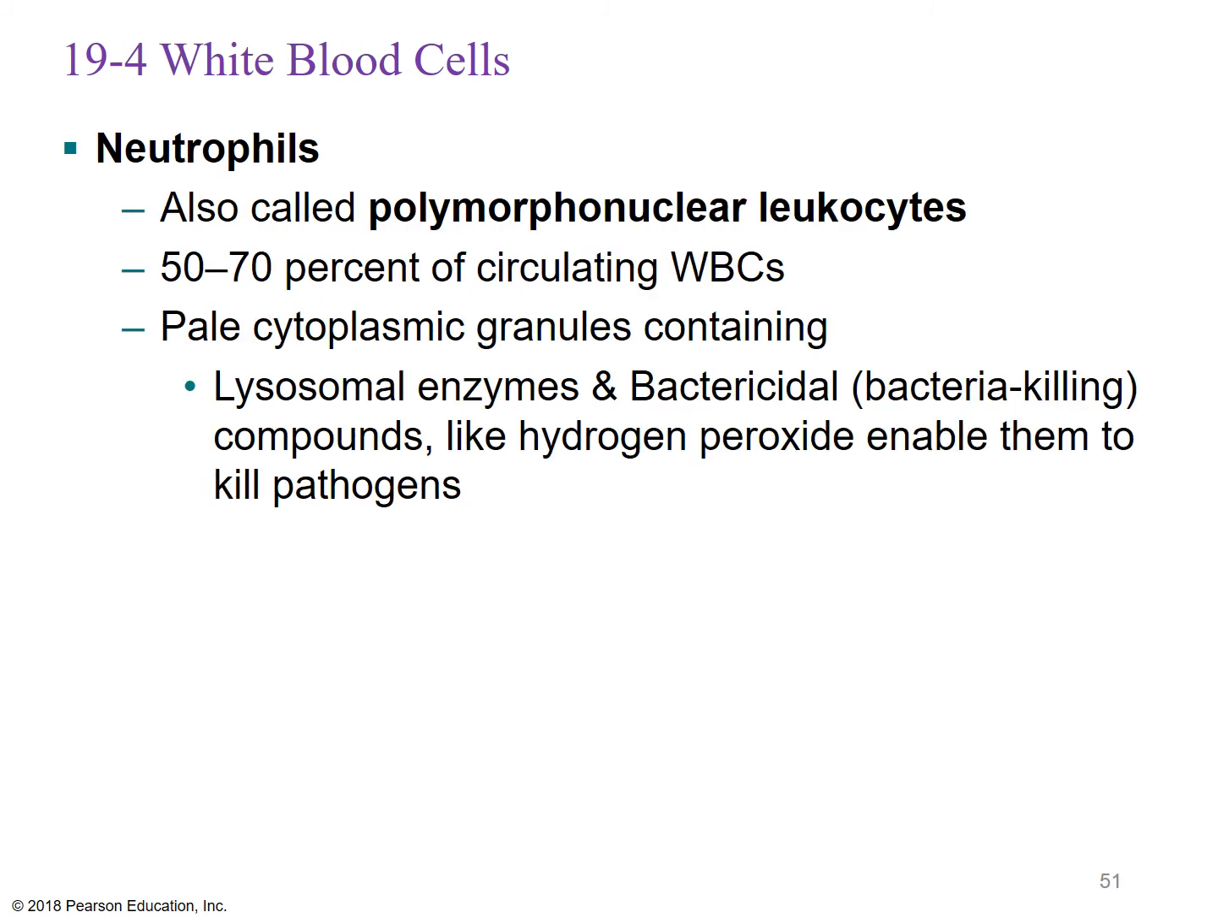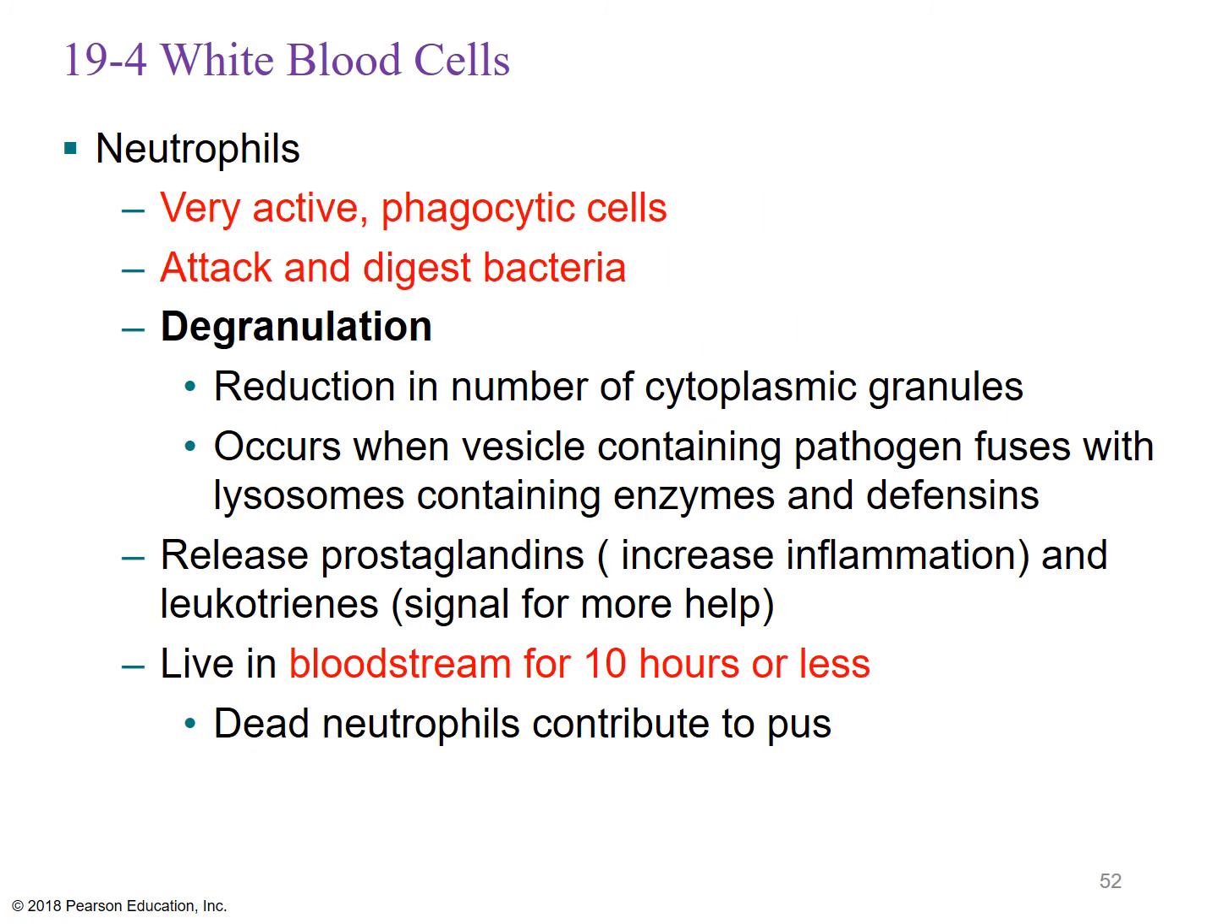Neutrophils are also called polymorphonuclear leukocytes. Highest number that you should see on the diff counts, this should be 50 to 70% of the circulating white blood cells. They have pale cytoplasmic granules, and they contain lysosomal enzymes and bactericidal compounds like hydrogen peroxide, which enable them to kill pathogens. Neutrophils are very active phagocytic cells. They will attack and digest bacteria. Bacteria is what you really want to think about whenever it comes to neutrophils, because that is what they are there for.